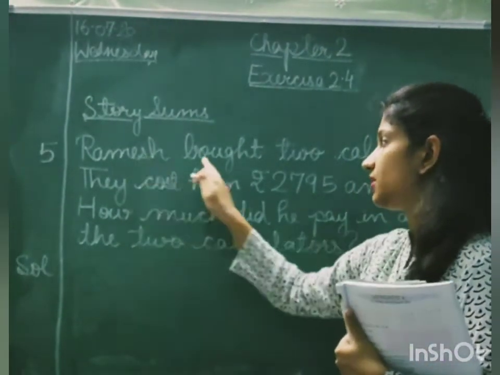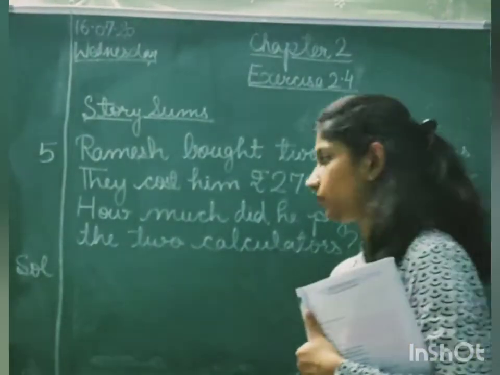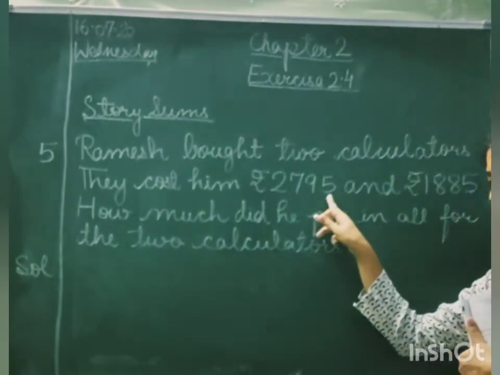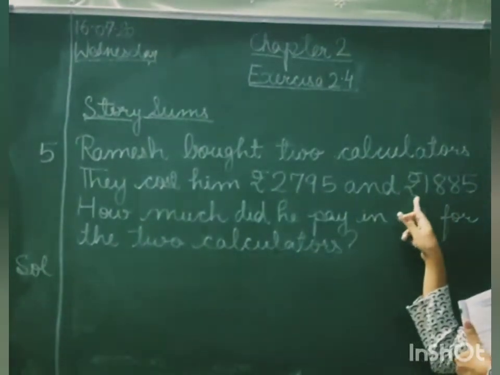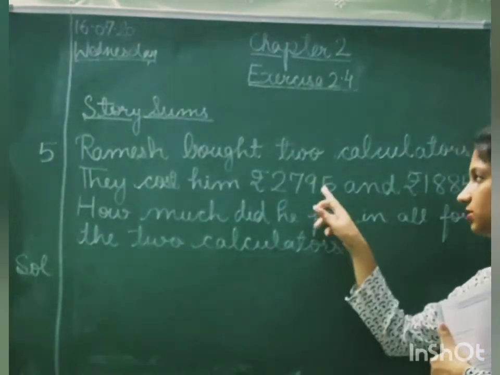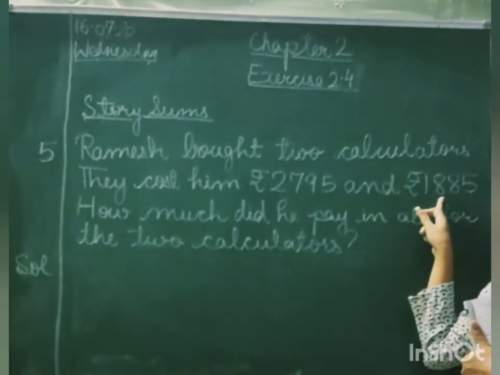Read it. Ramesh bought 2 calculators. Ramesh went to a shop and bought 2 calculators. They cost him rupees 2,795 and rupees 1,885. So the first one cost him this much and the second calculator cost him this much.